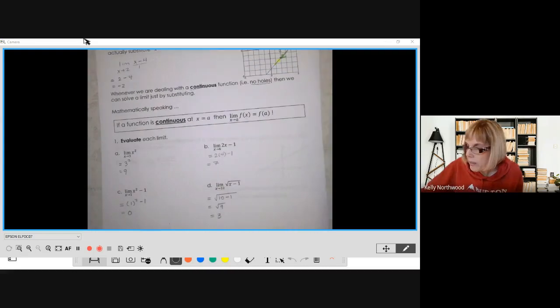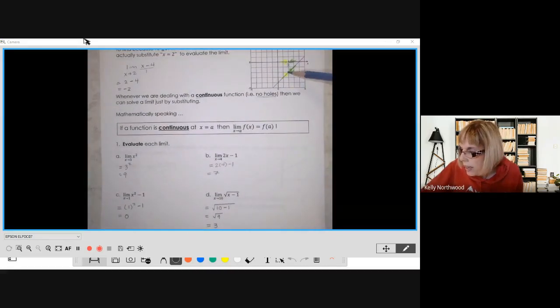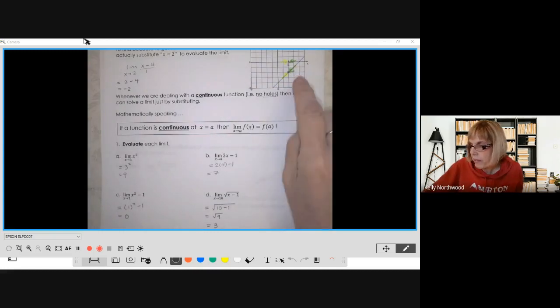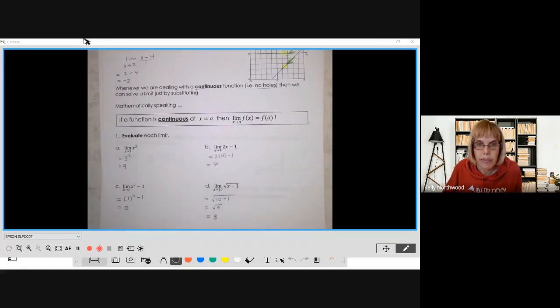And again, all of these would have graphs that, if we looked at them on Desmos, at 4, 2x minus 1 would be continuous. At 3, x squared is continuous. Okay, no hole. It's just that the limit from the left and right are going to be equal and be the value of the function at that point.